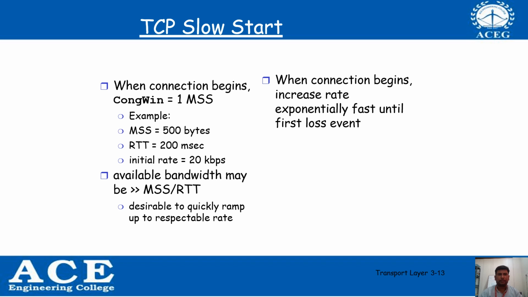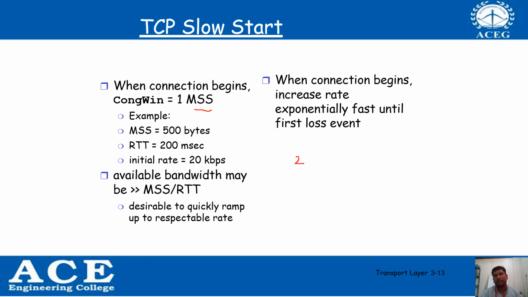The second method to control the congestion is called the TCP slow start method. So what is the TCP slow start method? Here in the first attempt we are going with a maximum of one maximum segment size. So for instance, your segment is of size 500 bytes. You'll be transmitting only one maximum segment, and after successful acknowledgement of that one maximum segment, we will be increasing exponentially until we find the first loss event.